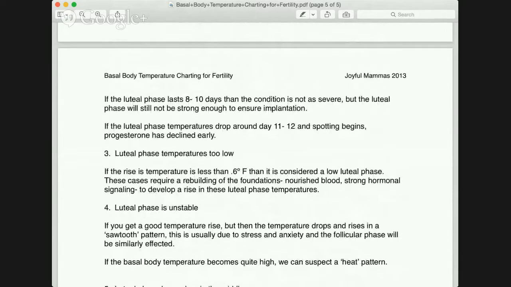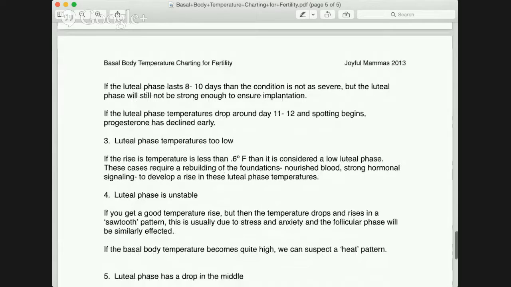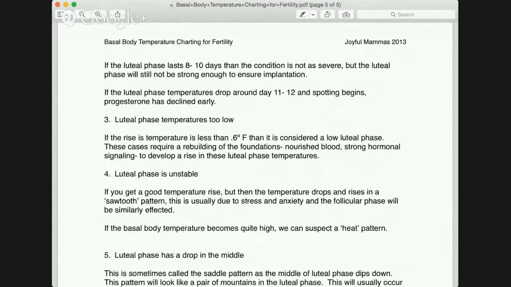If the luteal phase is longer, like 8 or 10 days, then that's better. Your corpus luteum is doing something, but it's not a strong luteal phase. Implantation would have just barely occurred, and now the cycle's fallen apart. So you really need it to keep going, at least 10 or 11 to 12 days, being nice and strong and temperature staying high. So even if it's like 11 days and you start spotting, still progesterone has declined too early. And this is really common.